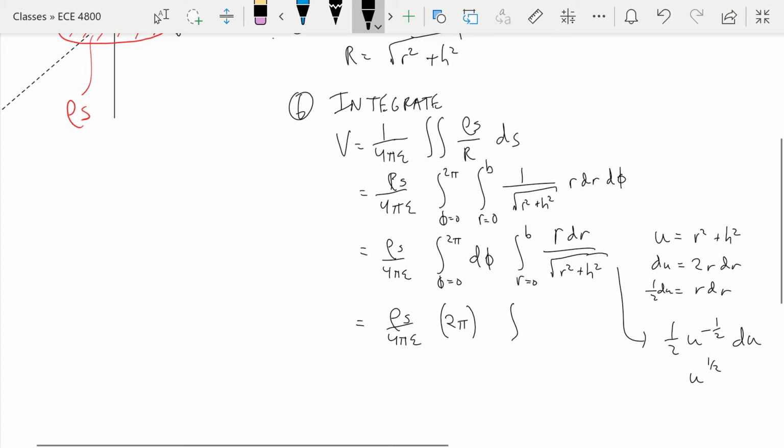So we're going to substitute in u equals r squared plus h squared. Let me rewrite this to make it clear. So this is going to be the square root of r squared plus h squared, evaluated from r equals 0 to r equals b.